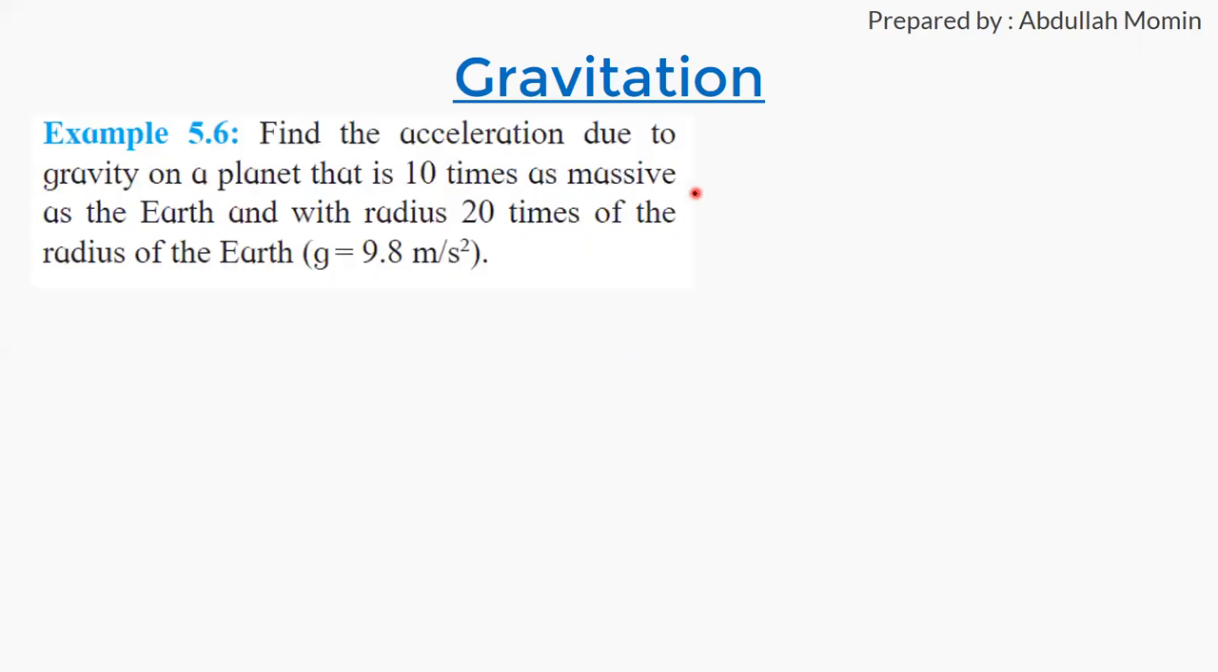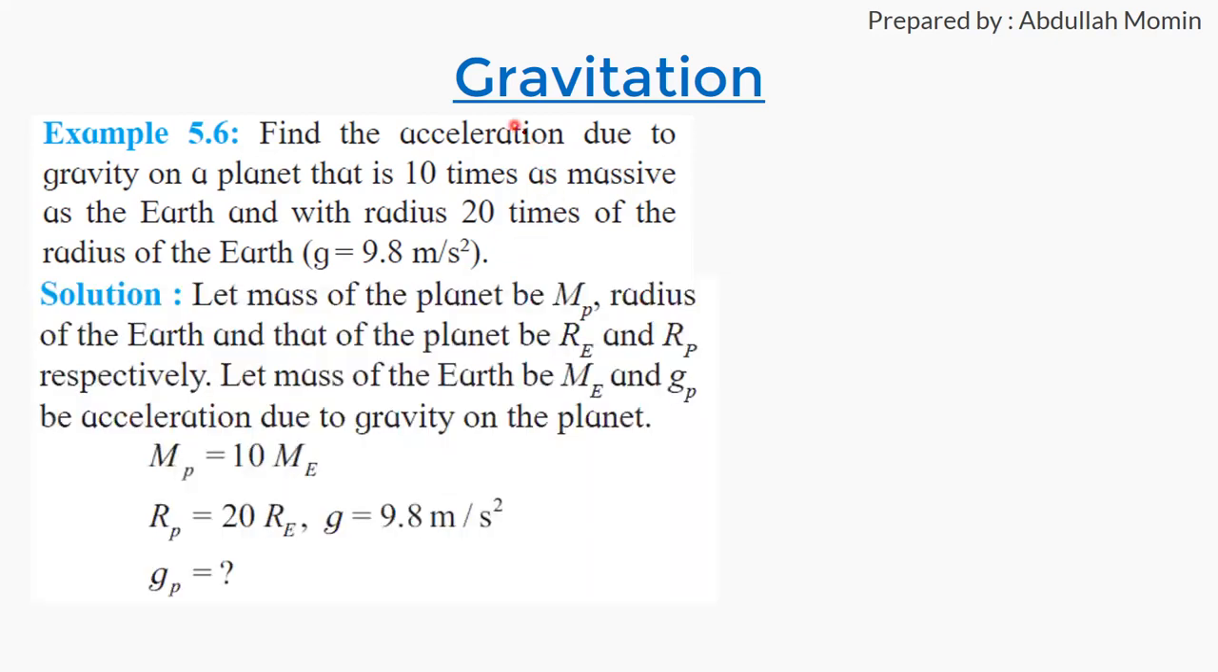Now moving towards the next numerical. What is the next numerical? Find the acceleration due to gravity on a planet that is 10 times as massive as the earth and with radius 20 times the radius of the earth. Now let the mass of the planet be Mp, the radii of the earth and the planet be Re and Rp respectively. Let the mass of the earth be Me and gp be the acceleration due to gravity.